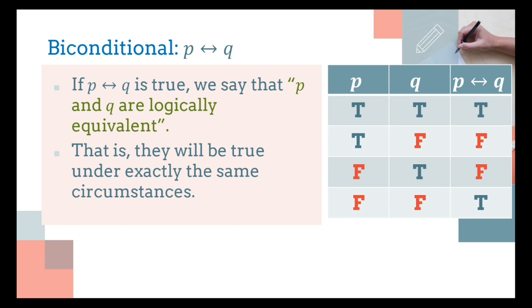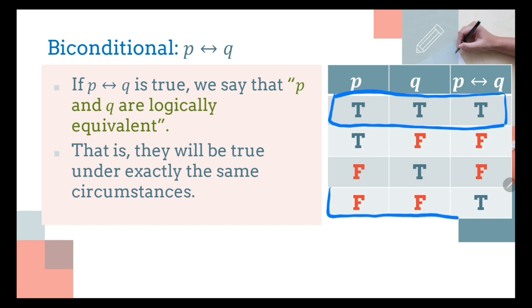So if you look at the truth table, if P and Q are true, it is true. True and false, false. If false, true, it's false. If they are both false, it is true. P and Q should have the same truth value for the biconditional to become true. So true, true, it will give out true. If they are both false, then the biconditional is also true. So you take note of this too.